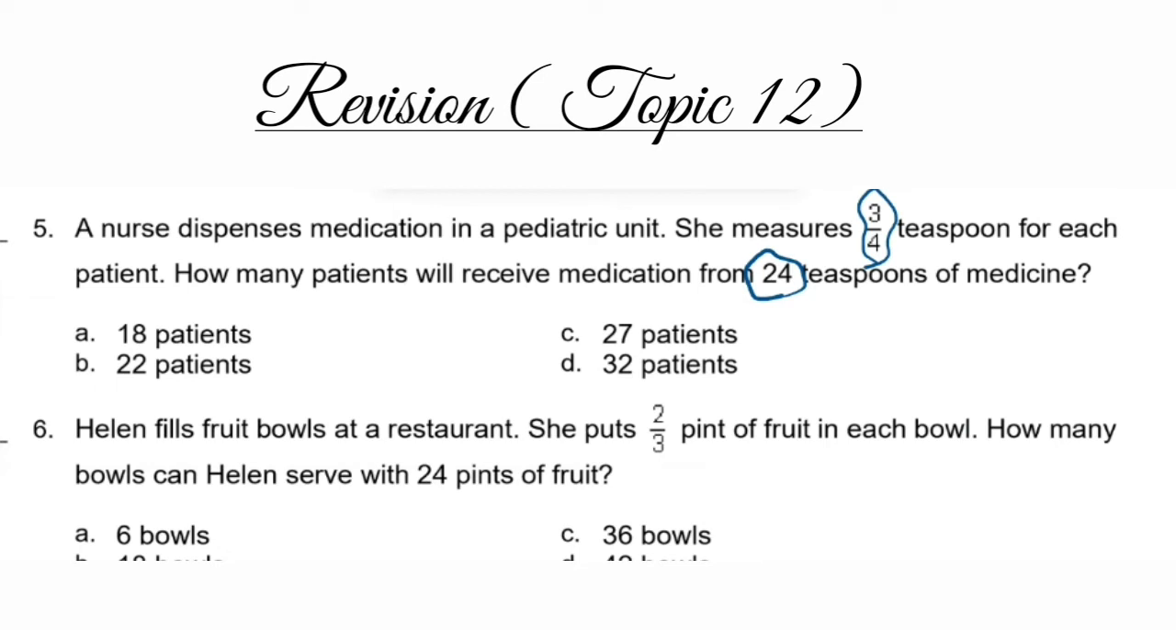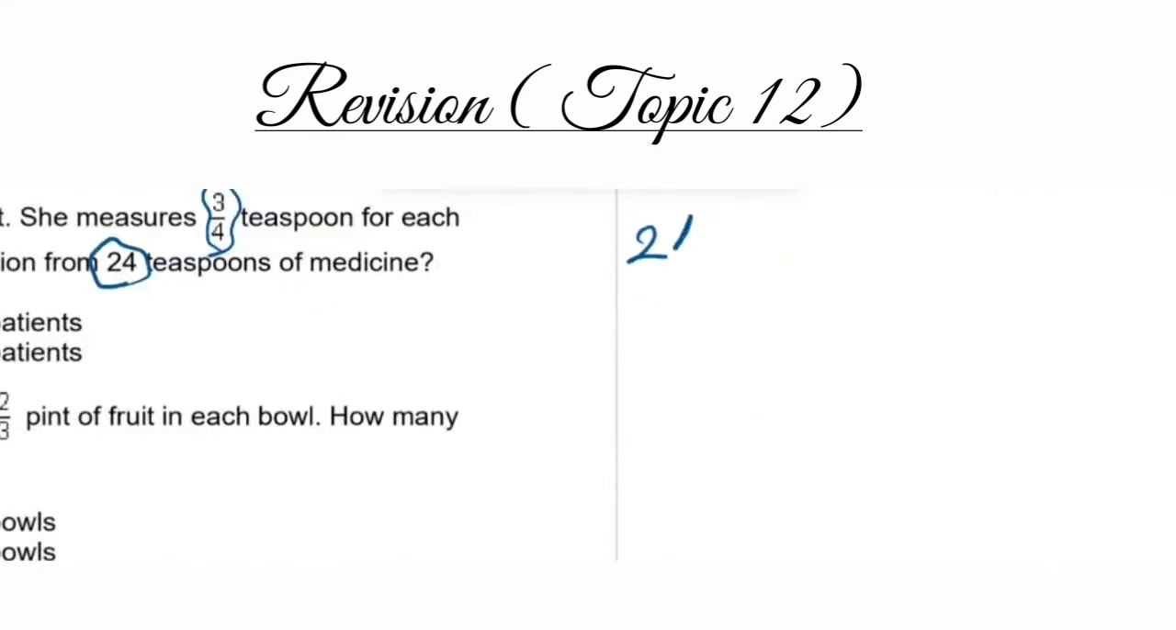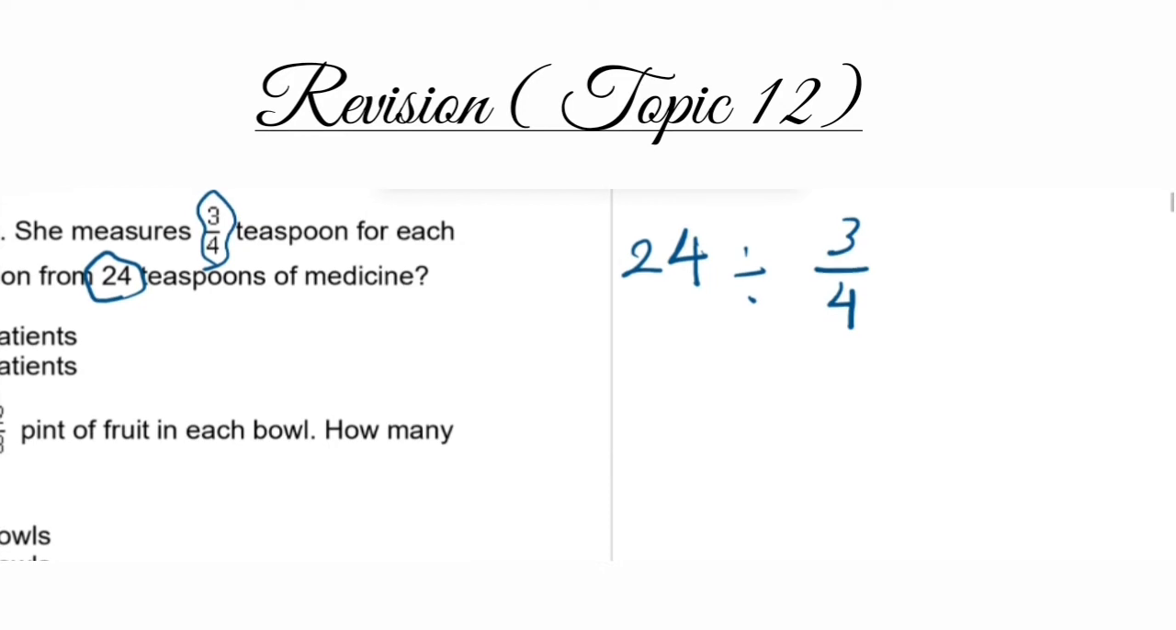So we have here the total 24 teaspoons. We need to divide this into 3/4 a teaspoon. We want to divide this into parts. Each part is 3/4 a teaspoon. So we have the total 24. We need to divide it into parts. Each part of them is 3/4 a teaspoon.